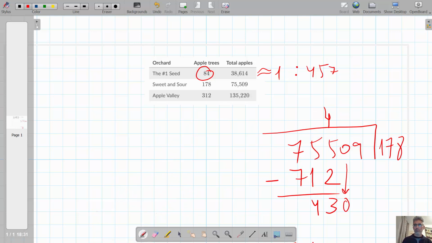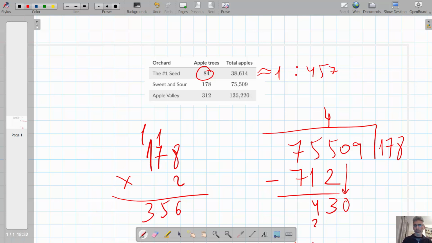178 goes into 100. 2 times. 3 times is too much. Yes, 2 times. Okay. 1 times 2, 16. 14 plus 1 is 15. 2 plus 1 is 356.